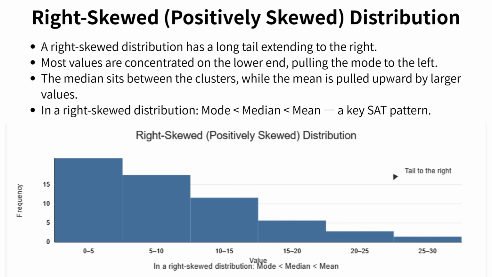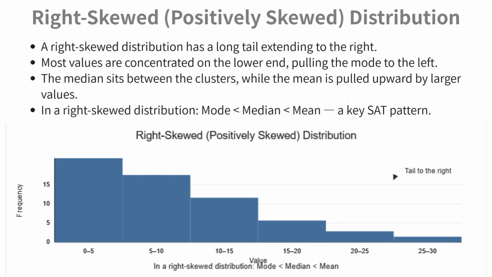In a right-skewed distribution, the mode is the smallest, the median is in the middle, and the mean is the largest: mode less than median less than mean. Recognizing this pattern helps you answer many SAT data analysis questions quickly and accurately, even when exact numbers are not given.